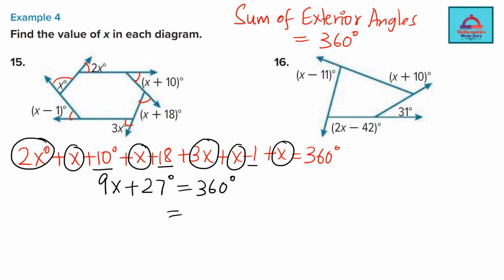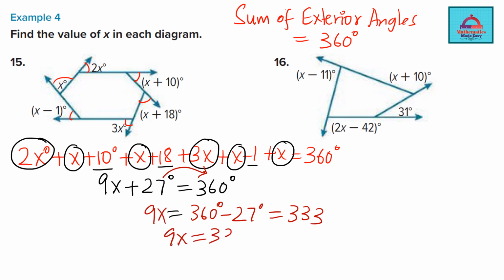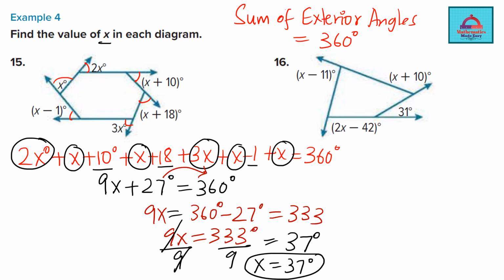So I take 27 to the other side, it becomes 360 degrees minus 27, which is 333, and this is equal to 9x. So when 9x is equal to 333 degrees, you divide by 9 both sides, this and this cancel, and this gives you the answer as 37 degrees. So x is 37 degrees. You have to just find the value of x.